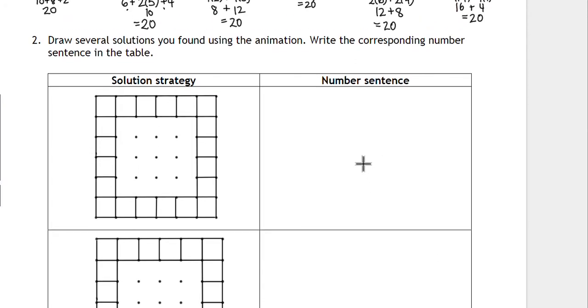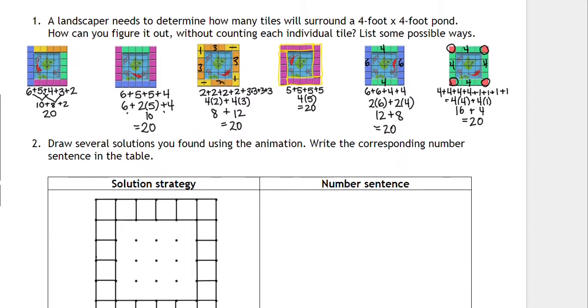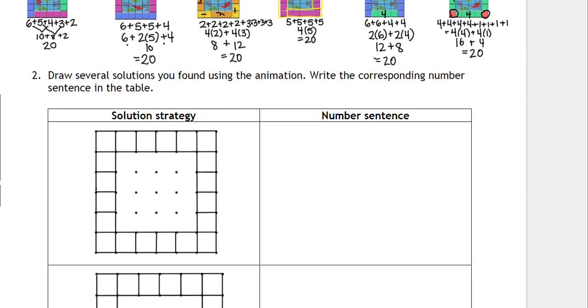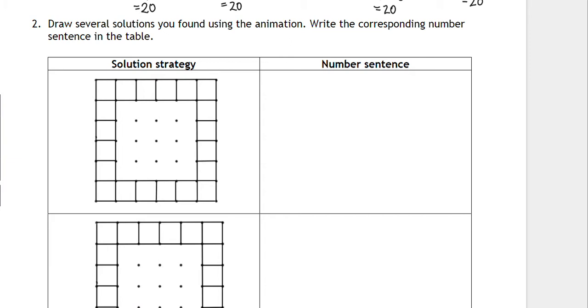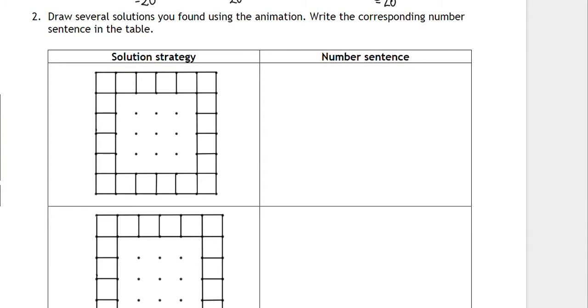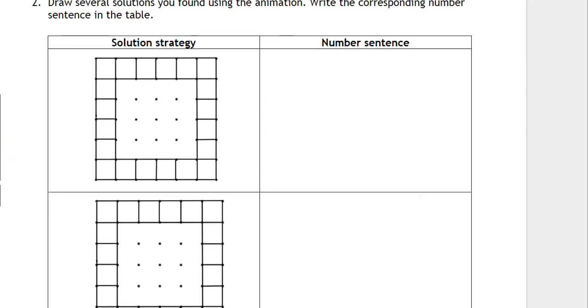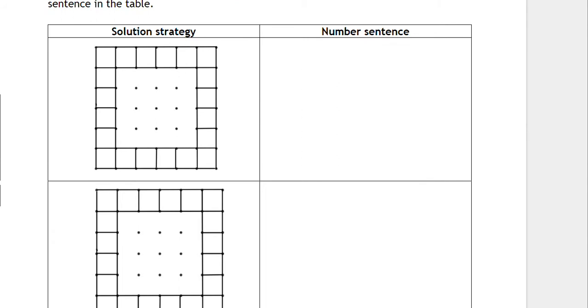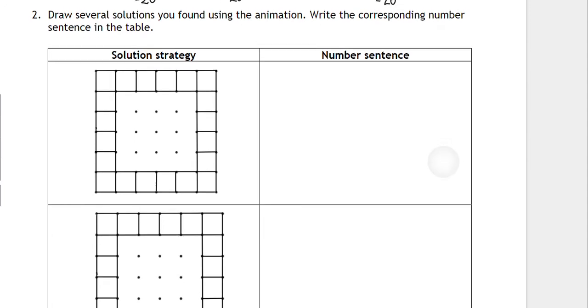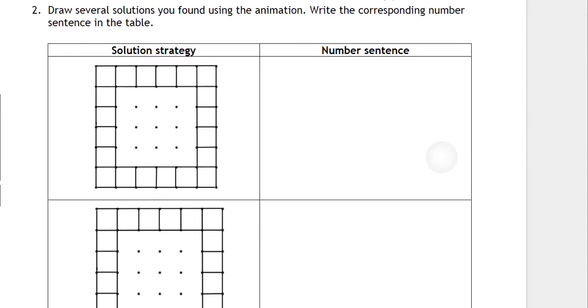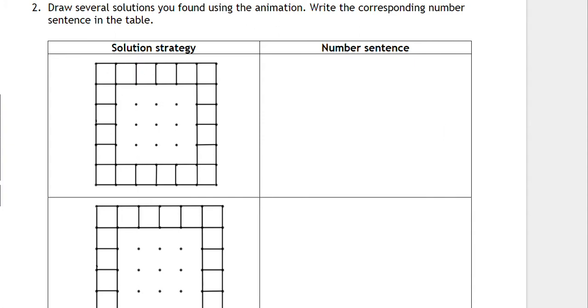On to number 2 we go. So we just finished up with number 1 where we've got all those tiny little pictures. And although number 2 is a little bit repetitive, I really like it. This is going to give you a chance to get in there and really see the pattern without me just kind of giving it to you. So it says draw several solutions you found using the animation and write the corresponding number sentence in the table.